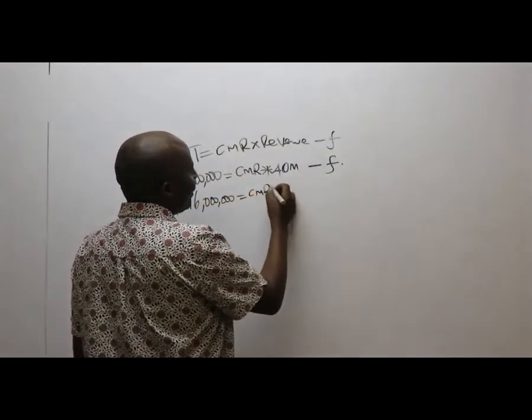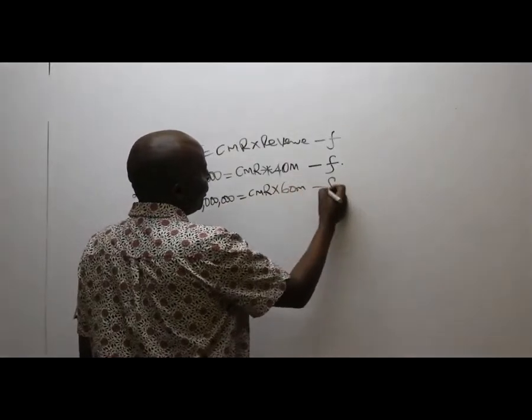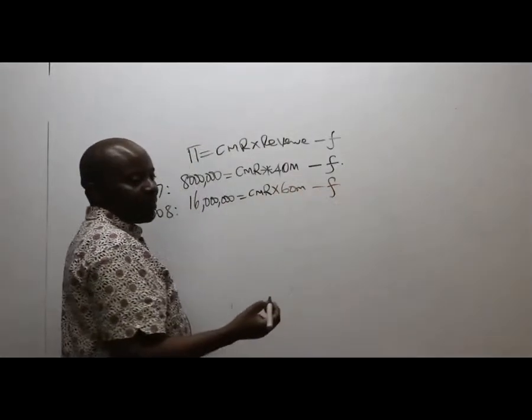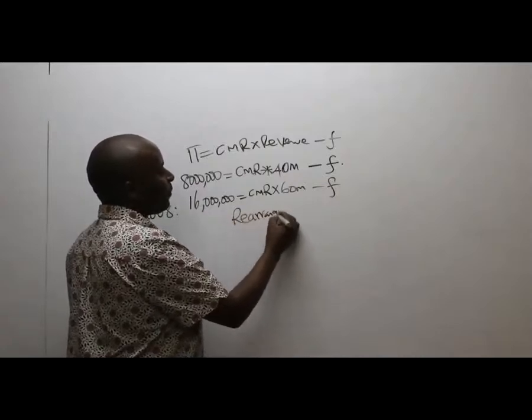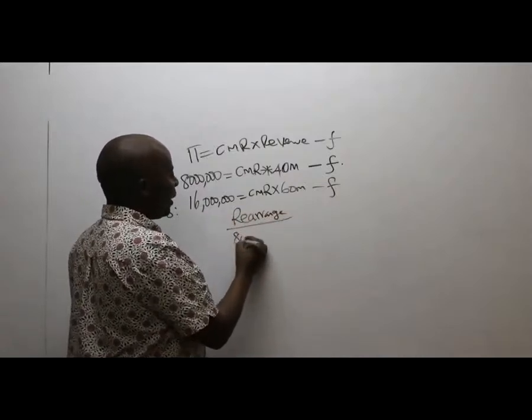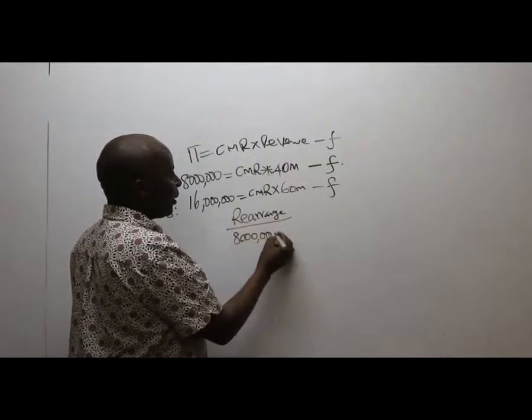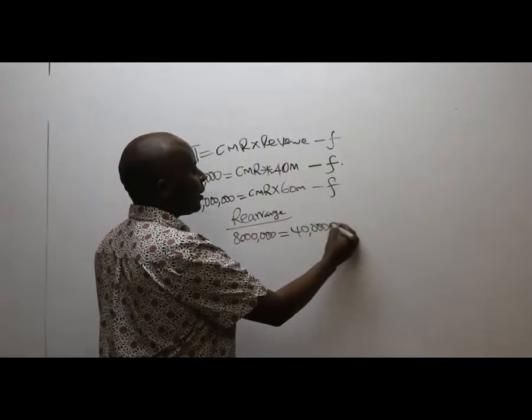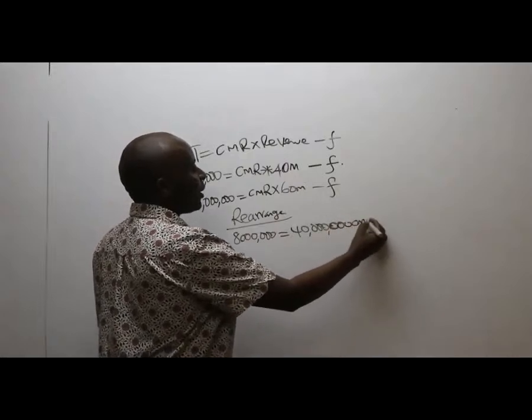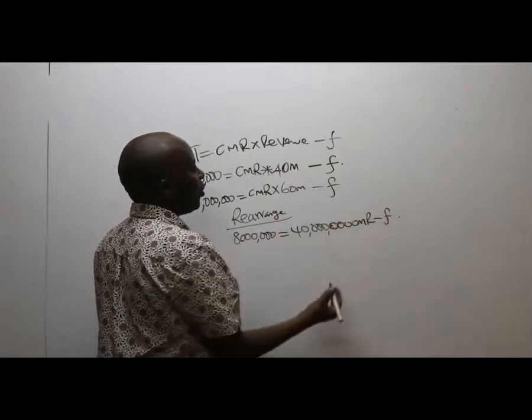Equals CMR times 60 million. Fixed cost will be the same. So please go ahead and rearrange this mathematically better. Rearrange this. So it will be 8 million equals 40 million CMR minus fixed cost.